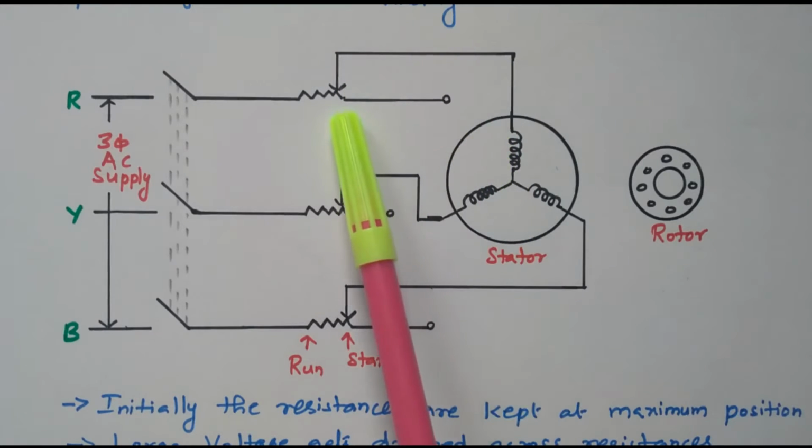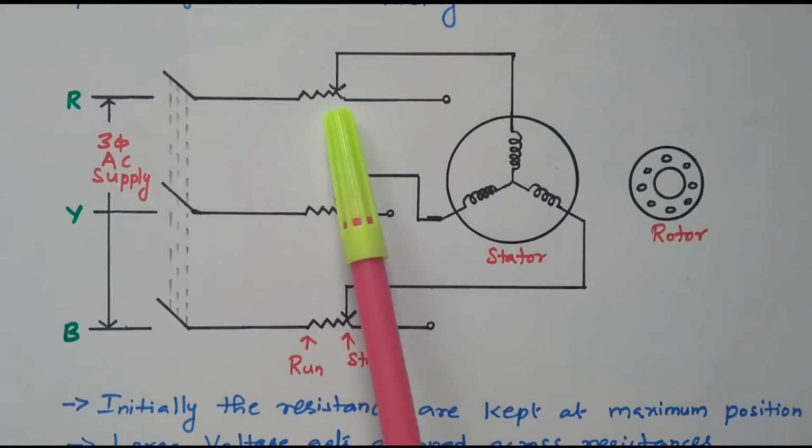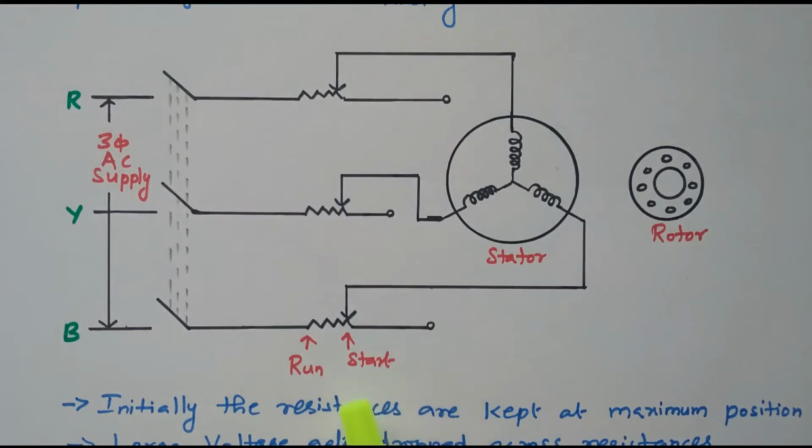After that, this resistance is gradually decreased by moving the position from this point to this side, slowly reducing the resistance, that is moving from the starting position to the running position. So the resistor is gradually decreased, so that the voltage applied to the stator gradually increases, and the current taken by the stator also gradually increases. Finally the full rated voltage will be applied and full rated current will be taken by the stator.